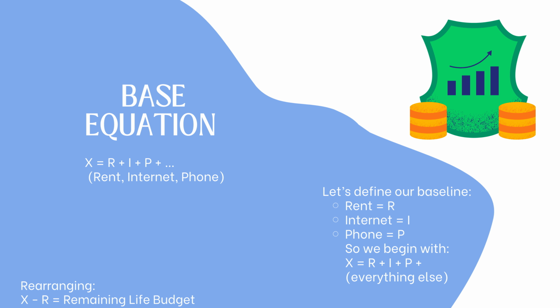Now here's the key move. We isolate what matters most. If your income is fixed, rent becomes the dominant variable. Rearranging, X minus R equals remaining life budget. This tells you exactly how much money you have left after just existing in your space.